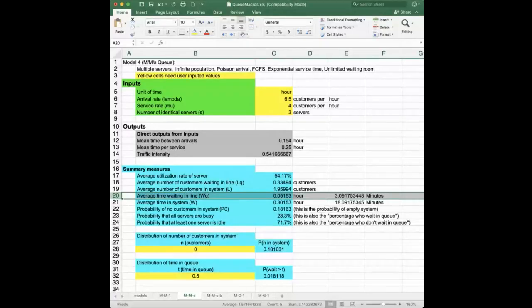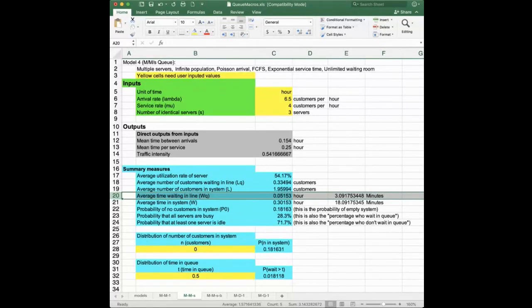And so now to answer our question, all we need to do is go in here and change, well, these are the outputs for our 2 servers. What about for 3 servers? And lo and behold, now we can go look at W sub Q, and all of a sudden it's 0.05 hours, or just 3 minutes.